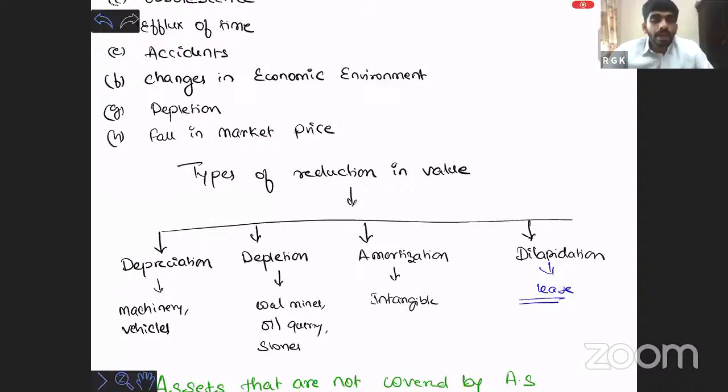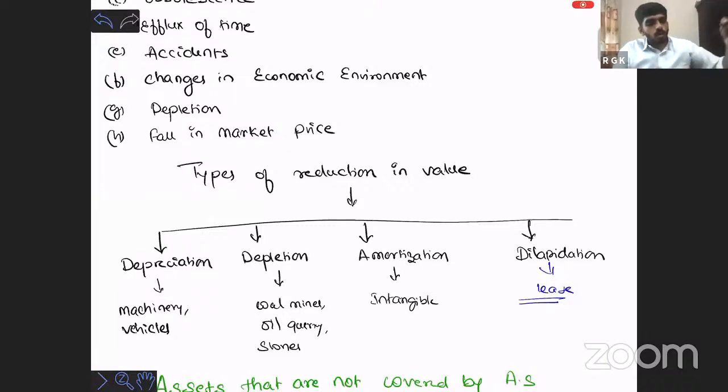Accidents. Obviously, when an accident happens, your building, your machinery may be spoiled, your vehicles may be spoiled, so it will cost. Depreciation means what? Reduction in the cost of asset. So obviously the cost of asset will be reduced due to this accident.